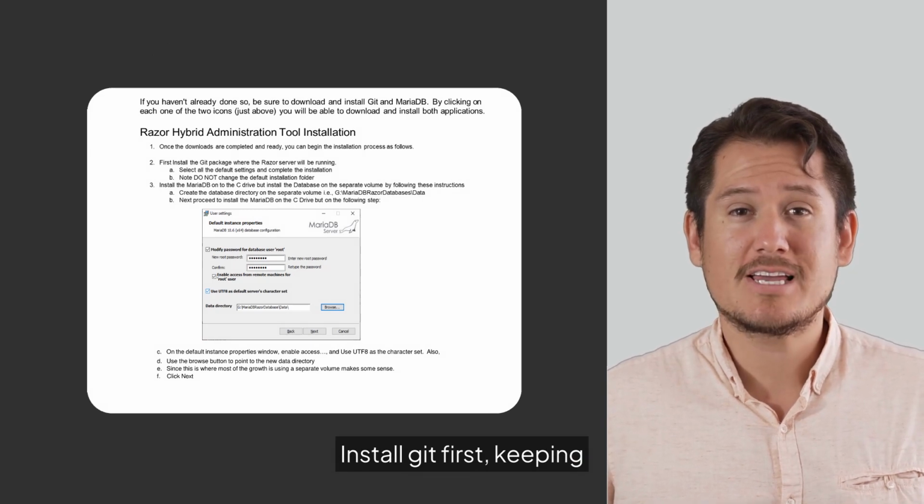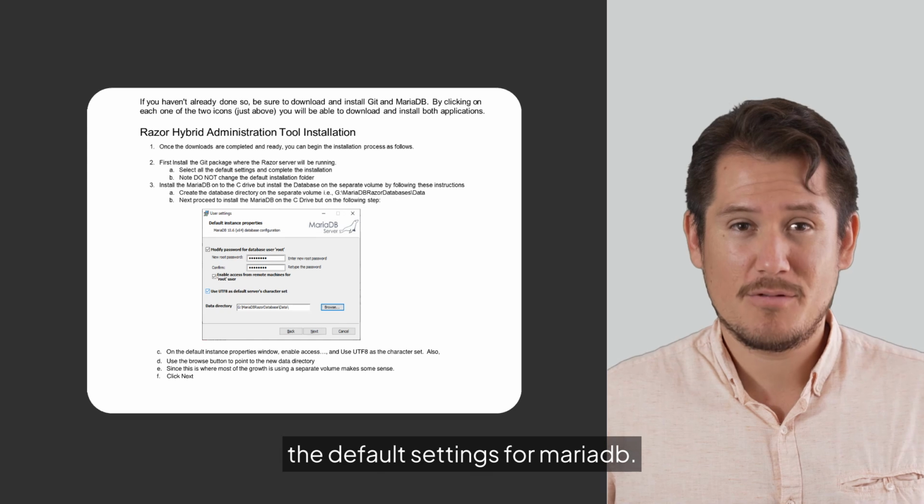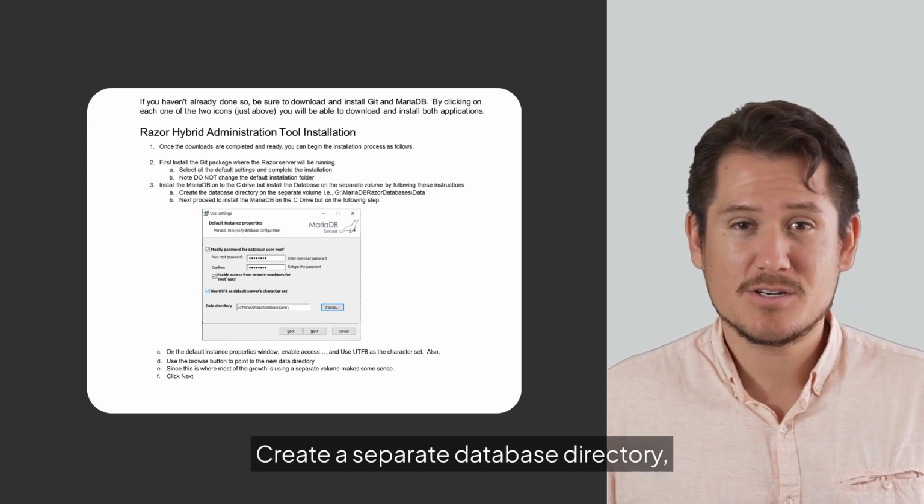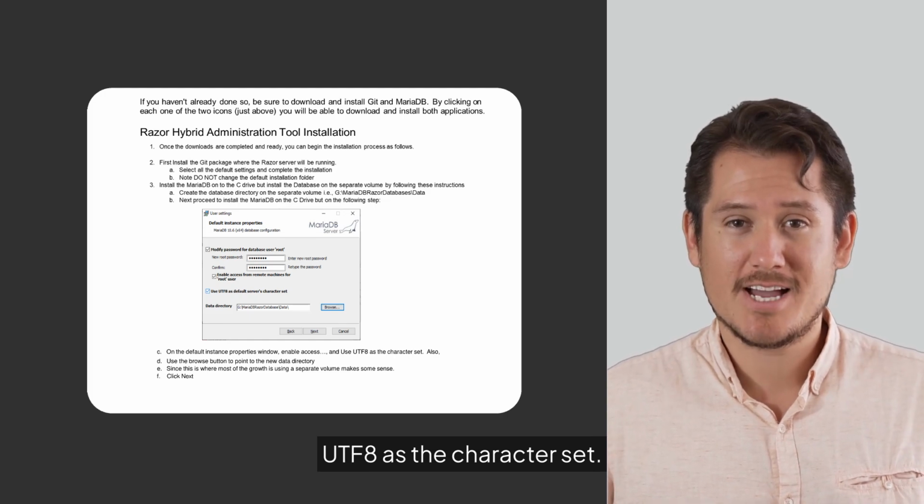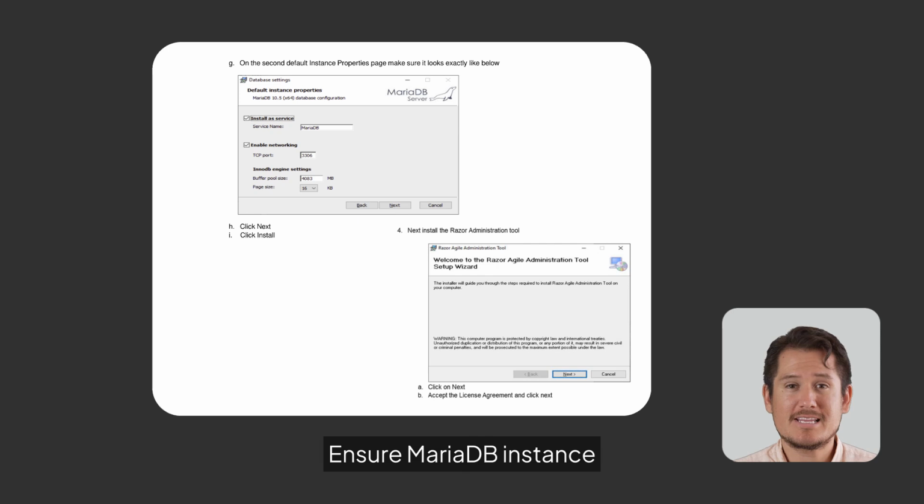Install Git first, keeping the default settings. For MariaDB, create a separate database directory. Enable access and use UTF-8 as the character set. Ensure MariaDB instance properties are correctly set. Install as a service and enable networking.